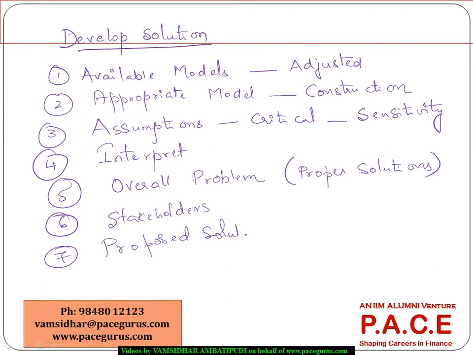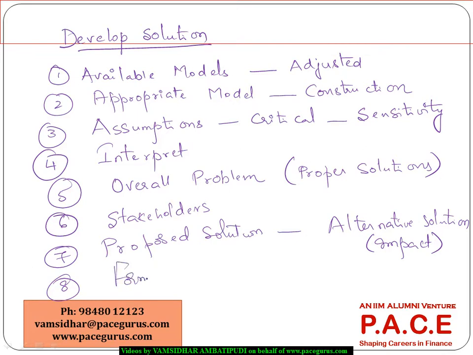And if possible, there are various alternative solutions that are available. Try capturing all those different solutions along with the impact on the overall problem as well as on the different stakeholders. And out of them, you finalize one of them and come out with a formal proposal about the implementation of a particular solution. So this is what gets done as a part of the developing the solution phase.